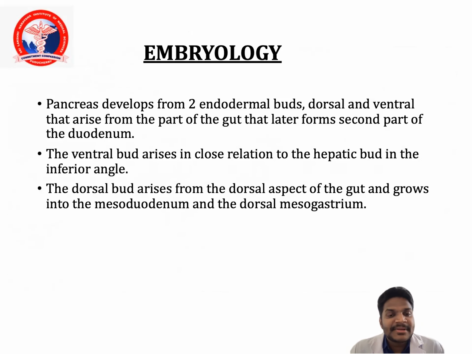Embryology. The pancreas develops from two endodermal buds, the dorsal and the ventral buds, that arise from the part of the gut that later forms the second part of the duodenum. The ventral bud arises in close relation to the hepatic bud in the inferior angle. The dorsal bud arises from the dorsal aspect of the gut and grows into the mesoduodenum and into the dorsal mesogastrium.